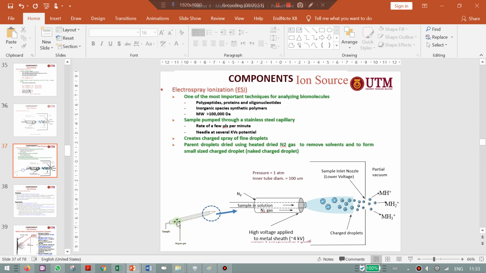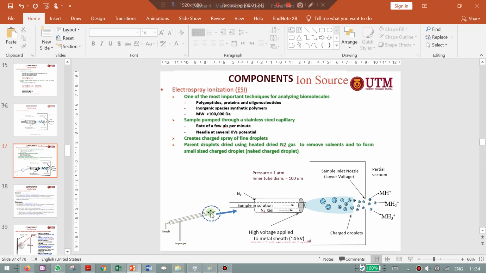At the stainless steel capillary, we will also pump the argon gas to create very good pressure so that your sample, in the liquid chromatography and the capillary electrophoresis for example, can form very fine droplets. Then at the tip, we apply several kilovolt potential to charge the molecule.